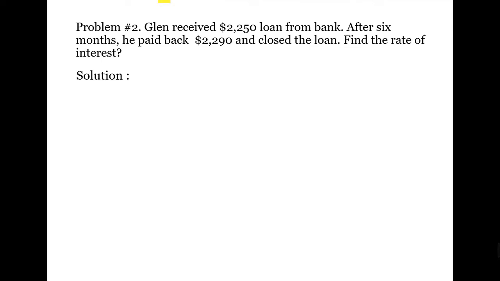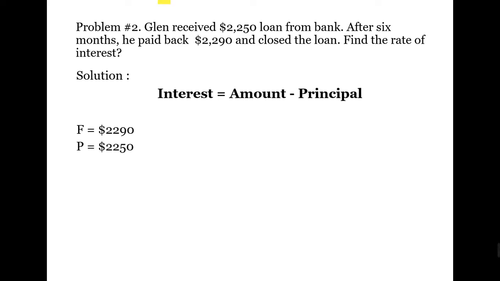In this problem, we will use another formula for interest. Now the amount of interest is equal to the difference from the future amount to the principal amount. The future amount paid after 6 months is $2,290 and the principal amount is equal to $2,250. Then we substitute it to the formula. Therefore, the interest amount is equal to $40.